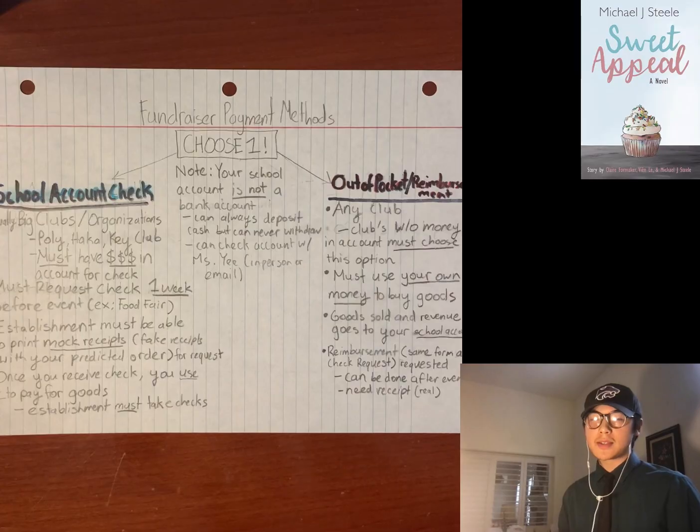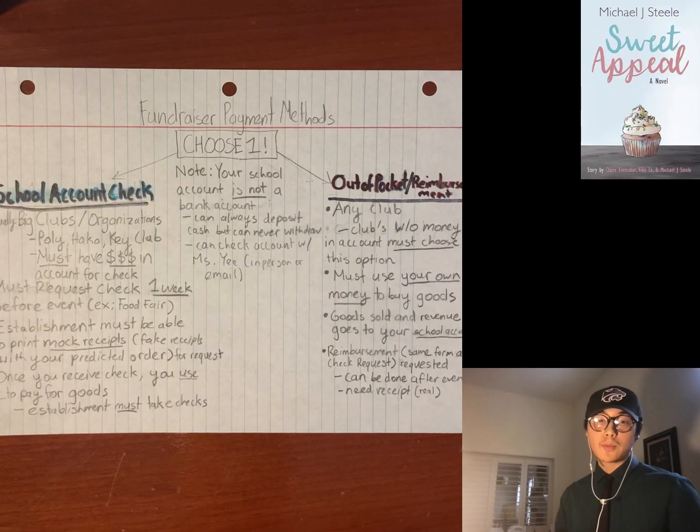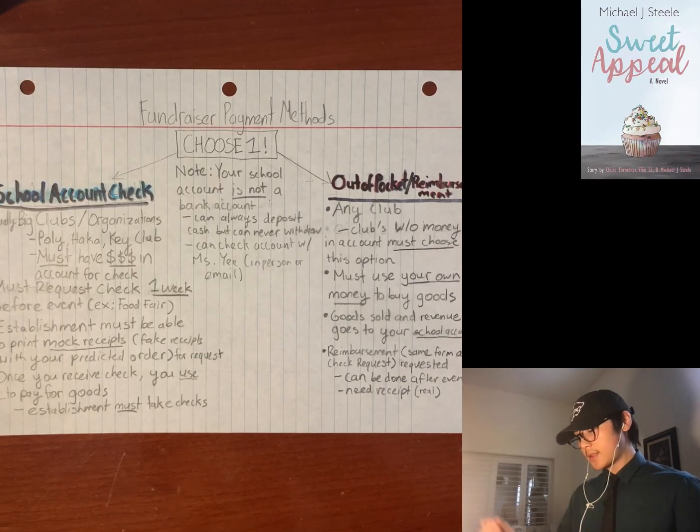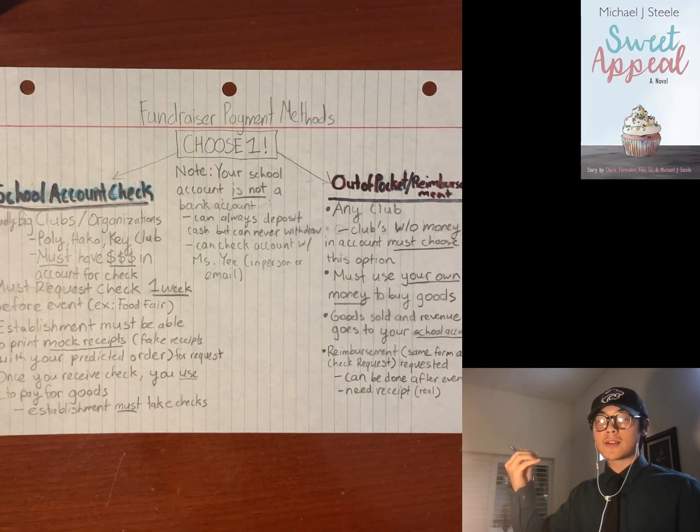So I've made this small paper to summarize the different fundraiser payment methods you can do. The first option will be to request a school account check, which is using money that is in your account to pay for the goods that you're going to sell at food fare. The second option would be to pay out of pocket and to get a reimbursement later on once you've gotten a profit from the goods that you've sold at food fare.